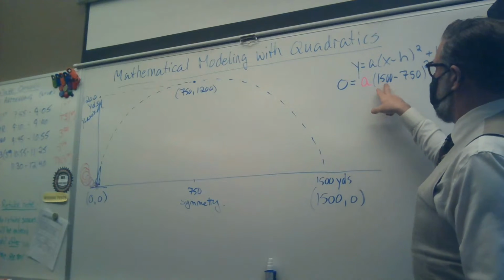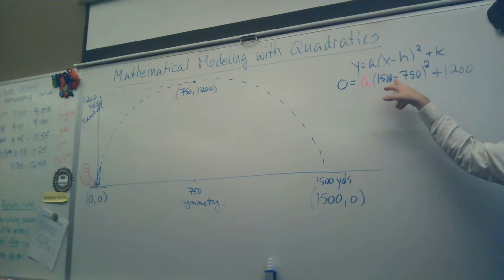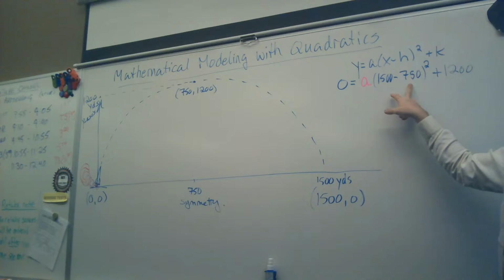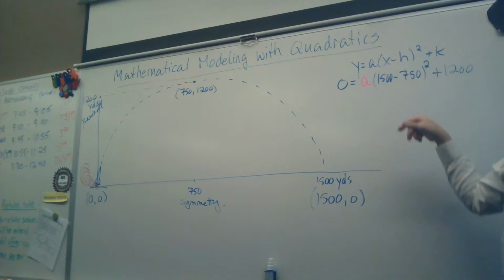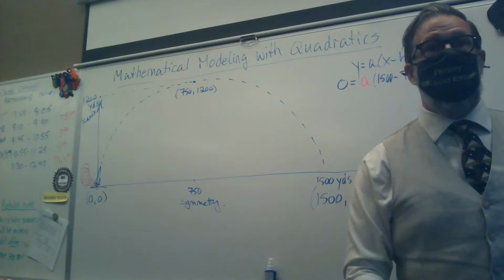And if I plug in 0 for x, I get 0 minus 750. And when I square it, I get a positive number. But if I plug in 1500 for x, I get 1500 minus 750, which is 750. And when I square it, I get a positive number. Doesn't make any difference which of these 2 points you choose. You should get the exact same answer.